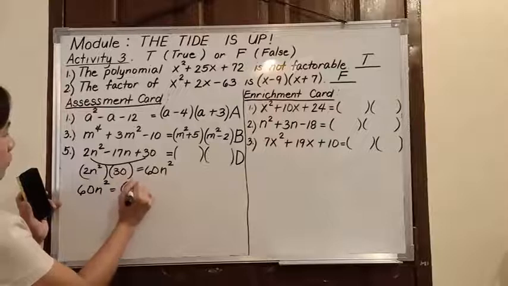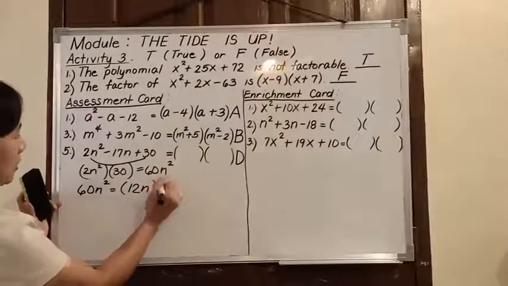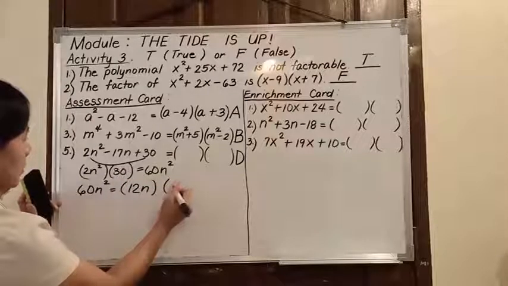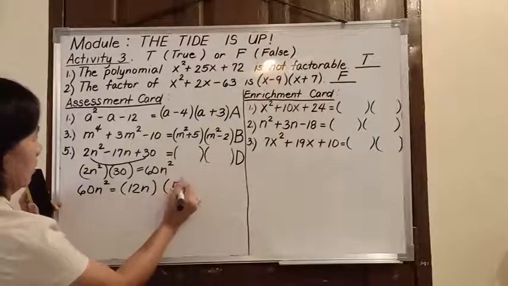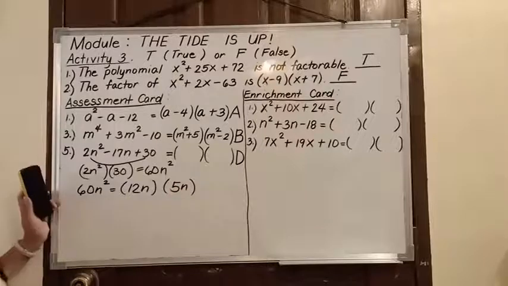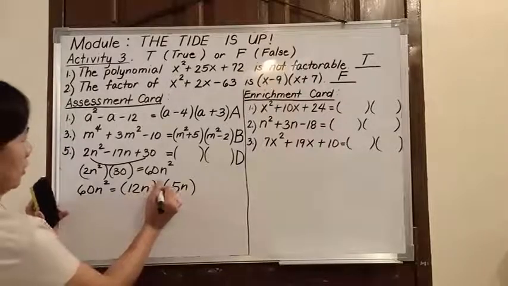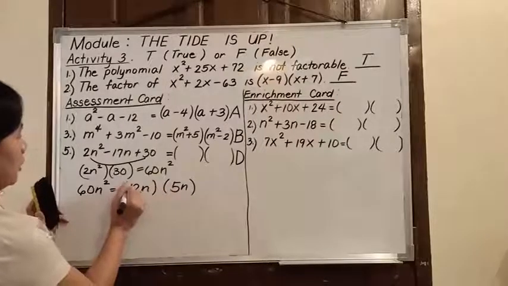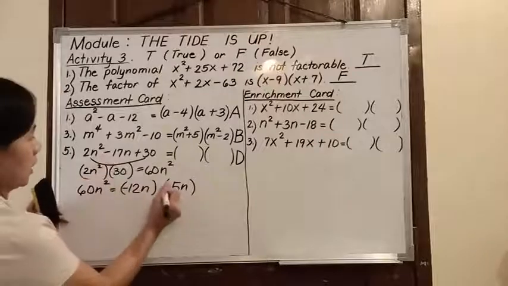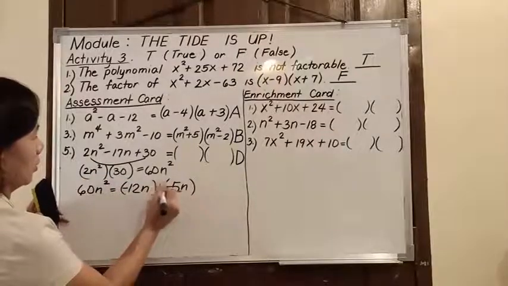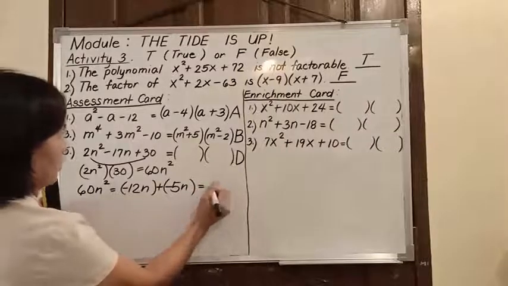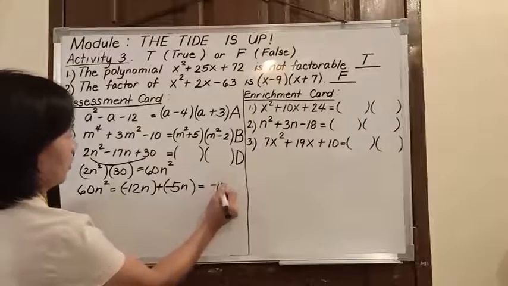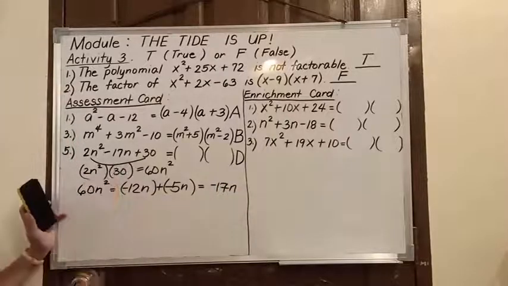we have 12 and 5n. 12n and 5n. Why? Negative 12n. Kasi negative dapat siya pag inadd natin. So, pag inadd natin ito, makukuha natin negative 17n. Yung middle term. Yun siya.